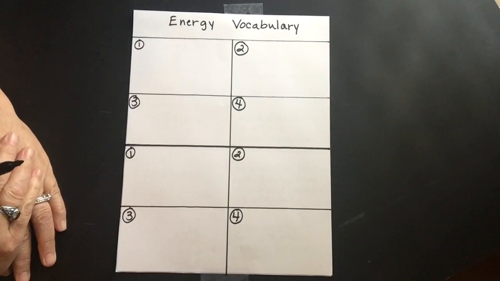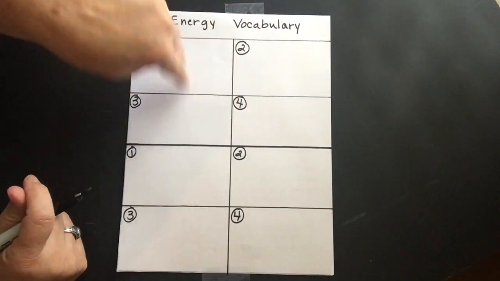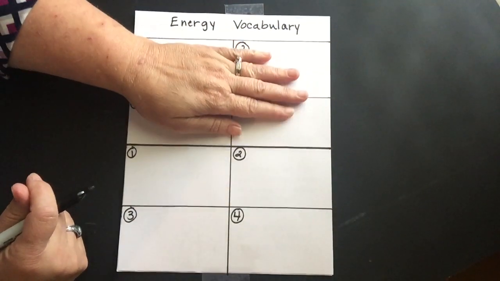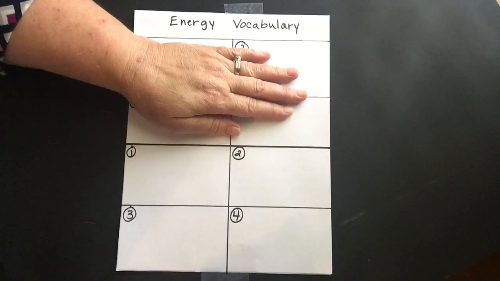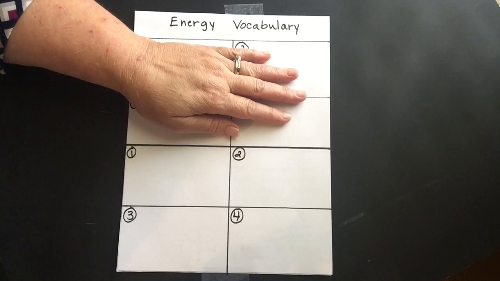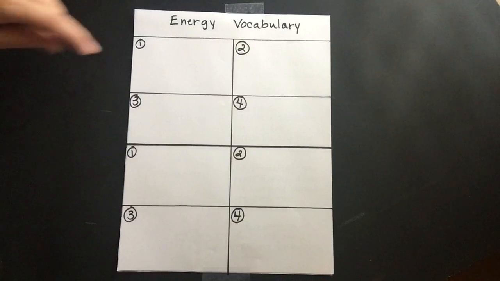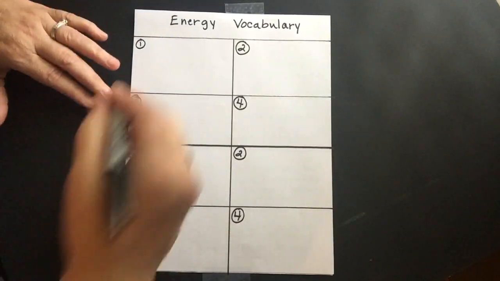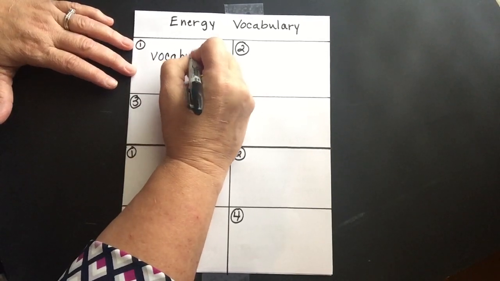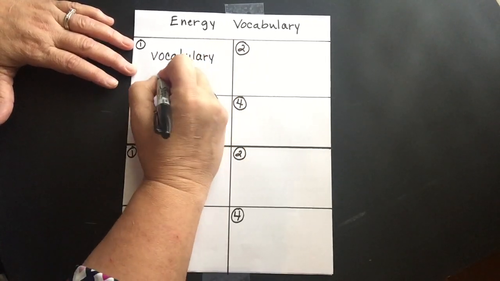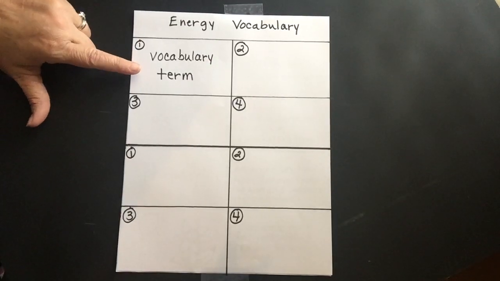Okay, now we're set up and we're ready to go. What we're going to do first is make a template on this top so that it can be a guide as you do your vocabulary later on. If you forget what to put in box 1, 2, 3, or 4, you can always go back to this first page and it'll tell you exactly what to do. So we're going to start in box 1. It will always be your vocabulary term. So I'm just going to write vocabulary term right here. Okay? That's what's going to go in box 1 every time.